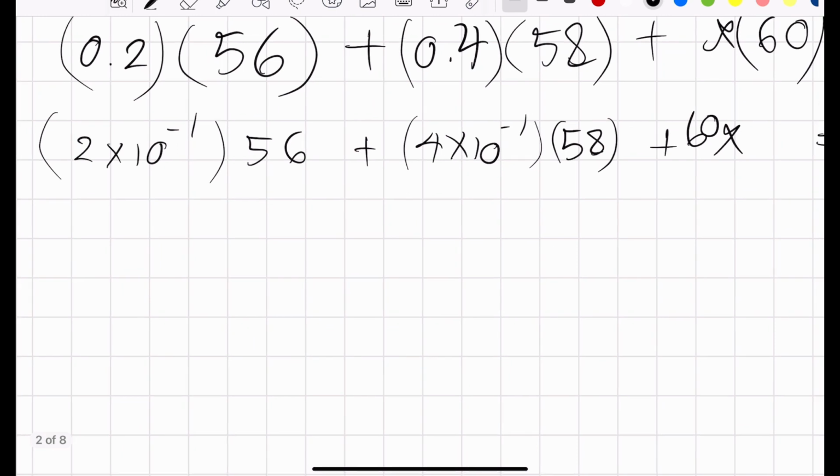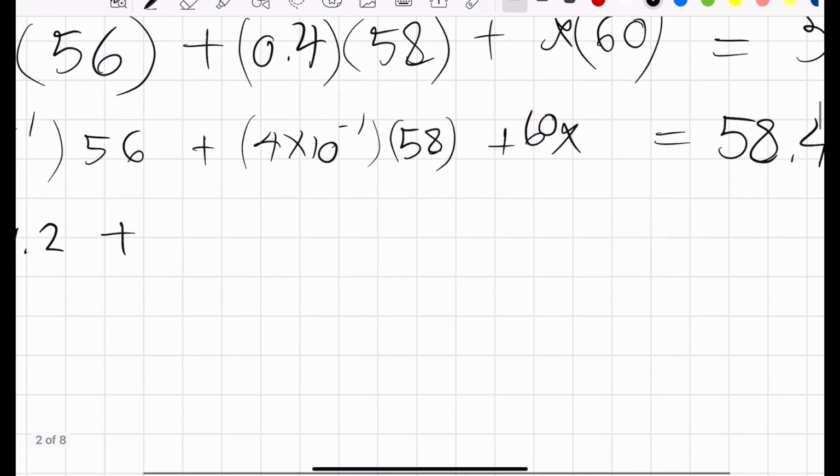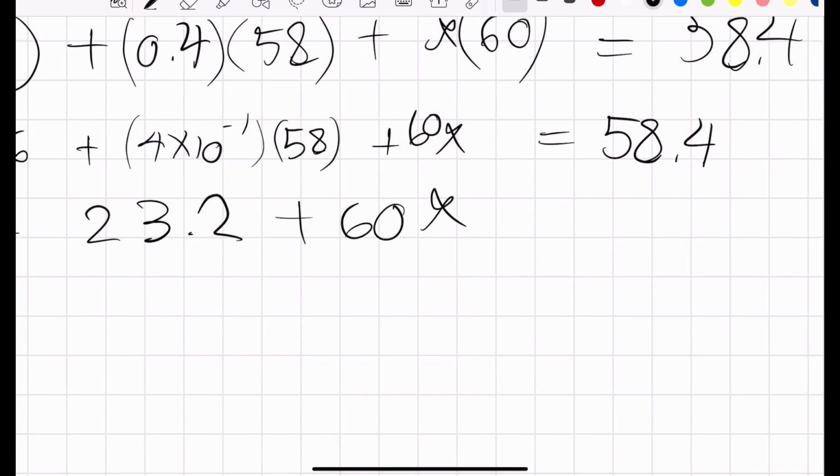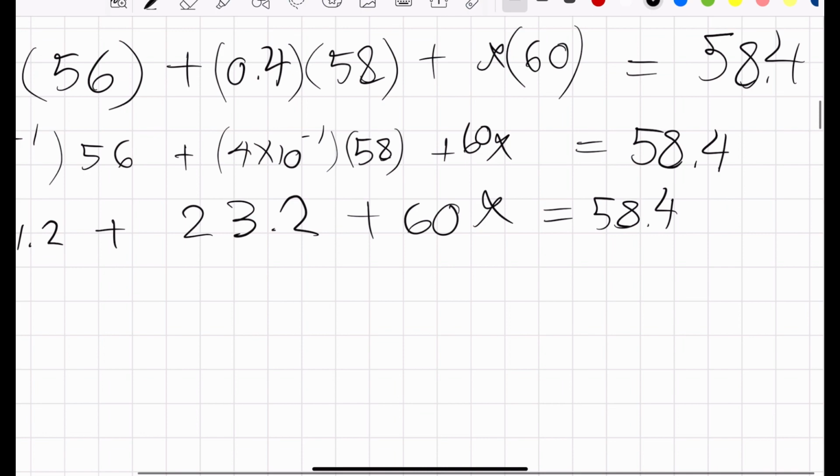Okay, so 2 times 56, that's 112, times 0.1, which is this 10 to the negative 1, that's going to be 11.2, plus, and for the second term, we have 4 times 58. 2 times 58 is 116. You multiply that by another 2, that's 232 times 10 to the negative 1, which I'll just erase and write the more simplified version, which is 23.2, plus 60x equals 58.4. And these are all atomic mass units.